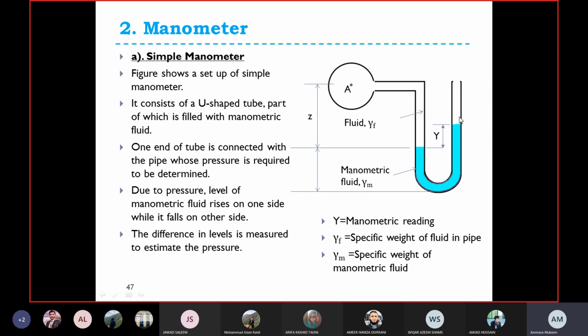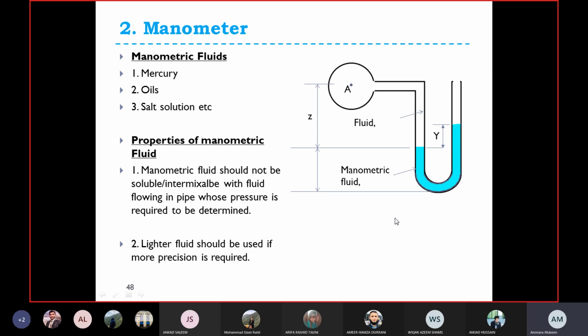So using the change in the height of fluid in the two tubes, you can calculate the pressure at point A. The difference in levels is measured to estimate the pressure. So this difference is important. You will have to write the manometric equation to find out the pressure head. In that manometric equation, you'll be using this difference of level of fluid in the two tubes of the manometer.